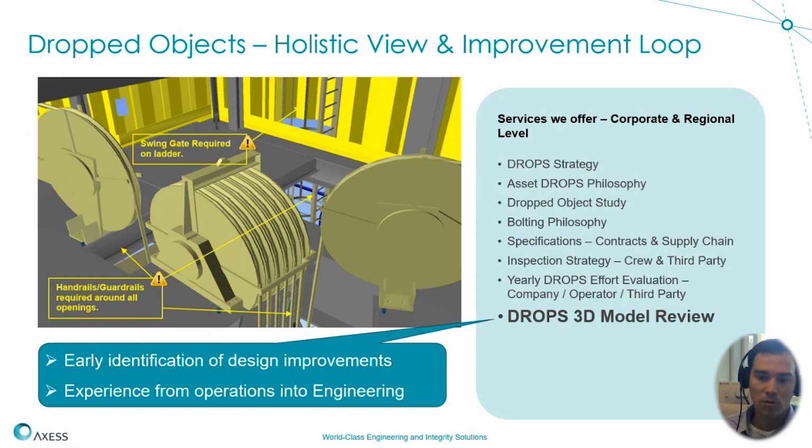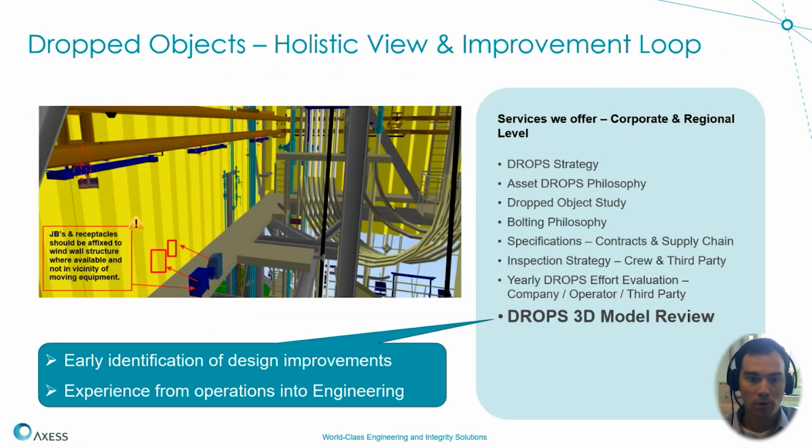This is of course in a 3D model. That's the ideal world. And some of the changes that we've suggested that we could identify. Of course, the 3D model has its challenges, that sometimes it is not detailed enough. But in this case, we've suggested to add handrails and guardrails, swing gates. So then we make sure that everything is safe and avoids dropped objects as well. Another example includes the relocation of items so they can be outside of the line of fire.